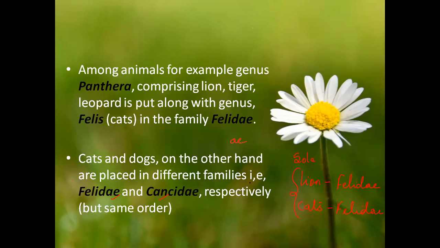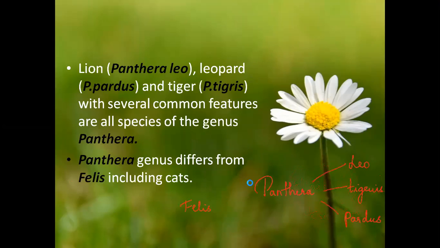The same is true in animals as well, with their different characteristics. Even if they have different genera, they are put into the same family, or at least they will have the same order. So this is what we have learned for today.